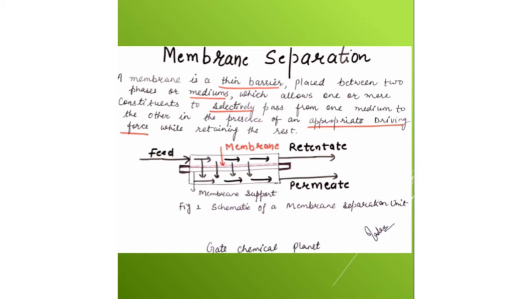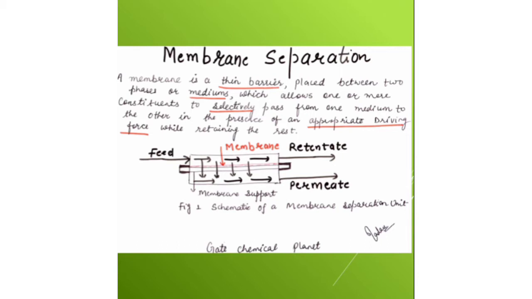Membrane separation is the most important and practically useful modern separation technique in chemical process industries. It has attained considerable maturity to successfully compete with some of the traditional separation processes.